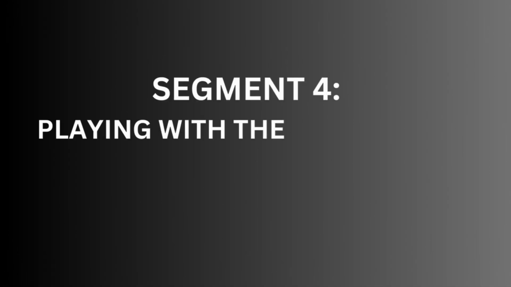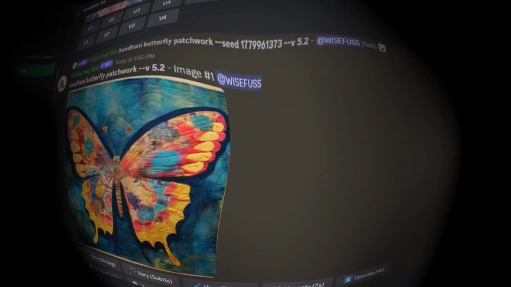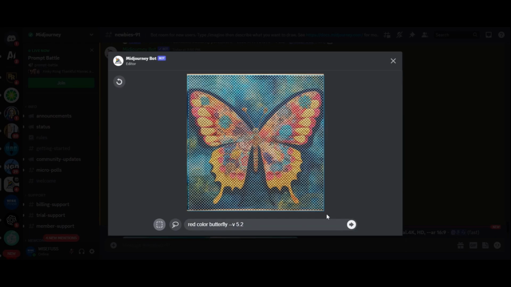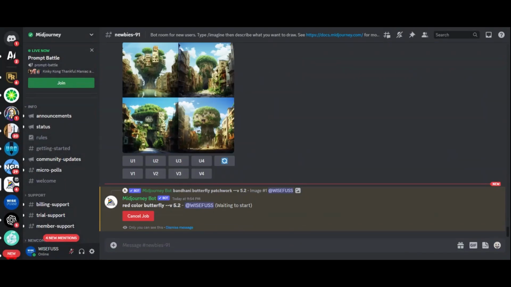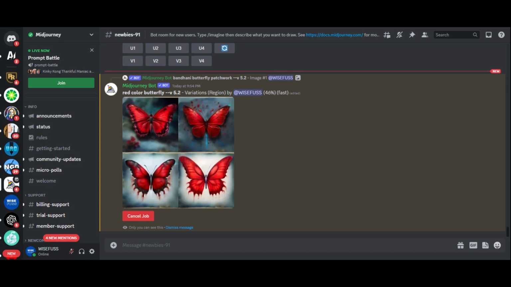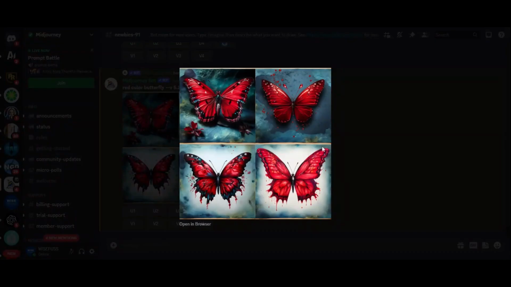Segment 4. Playing with the vary region. Now, let's get hands-on with the vary region parameter. It's like a paintbrush for your images. By selecting specific areas and running the prompt, you can manipulate and add elements to your artwork. But here's the twist. Try selecting the entire image area and watch how Midjourney employs a different algorithm for intriguing results.